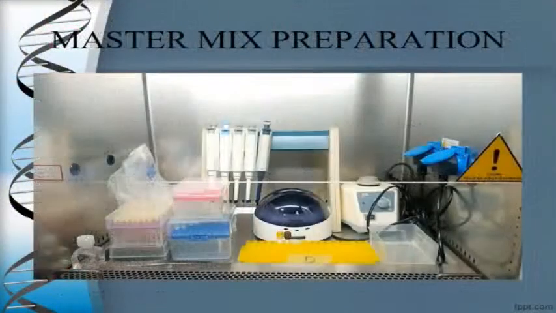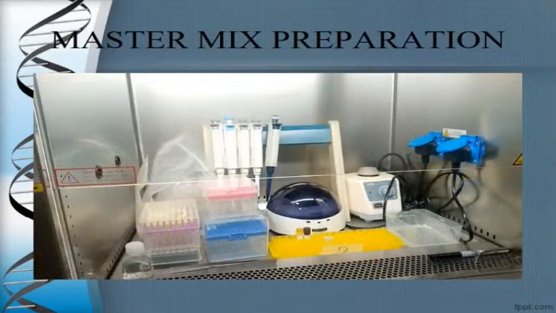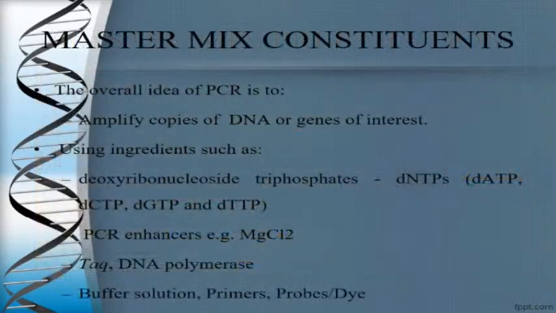Master mix must contain the dNTPs. Are we all following? It must contain the dNTPs. It must contain the PCR enhancers. This can be magnesium chloride. It can also be potassium. Are we all following? Then we have the Taq or DNA polymerase. I think, as of today, it's still the most important enzyme in the entire molecular laboratory. Why? This enzyme has been said to be heat stable.